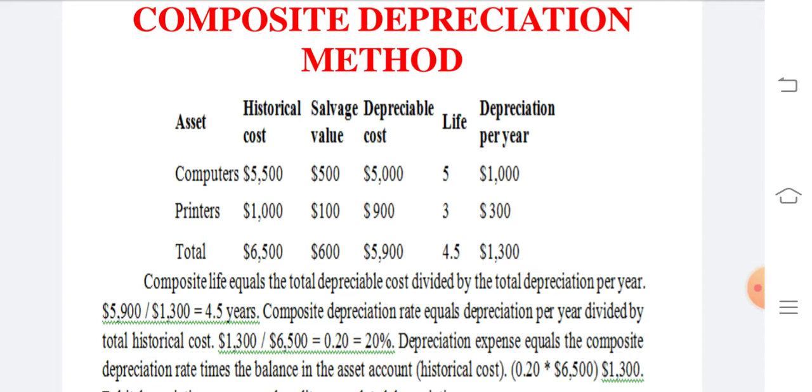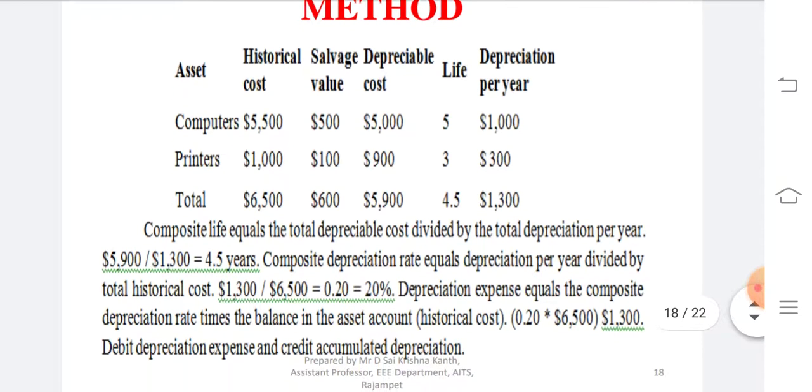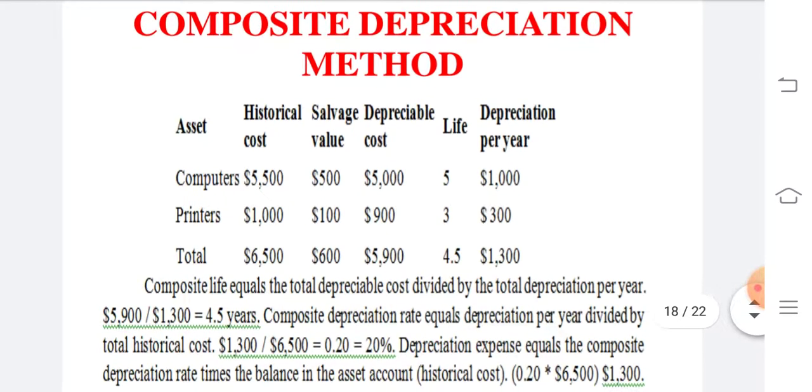Similarly, the composite depreciation rate is given by the ratio of depreciation per annum to the total historical cost, that is 1300 by 6500, which yields 20%. So that is about the composite depreciation method.